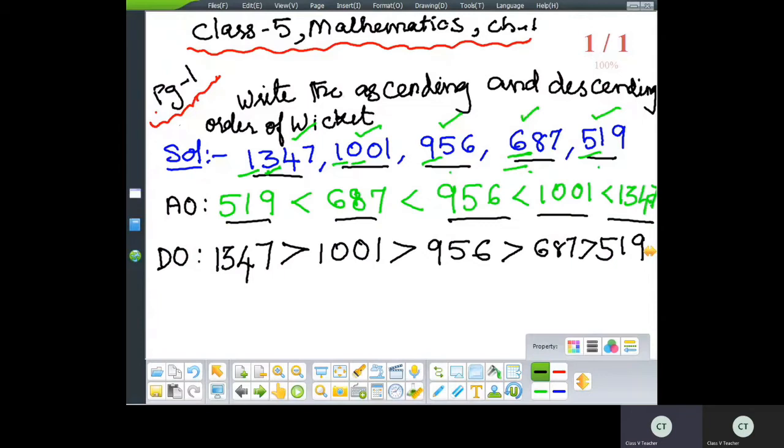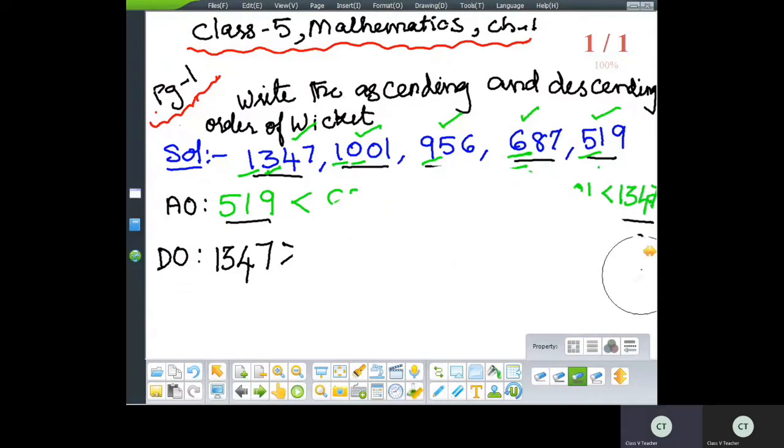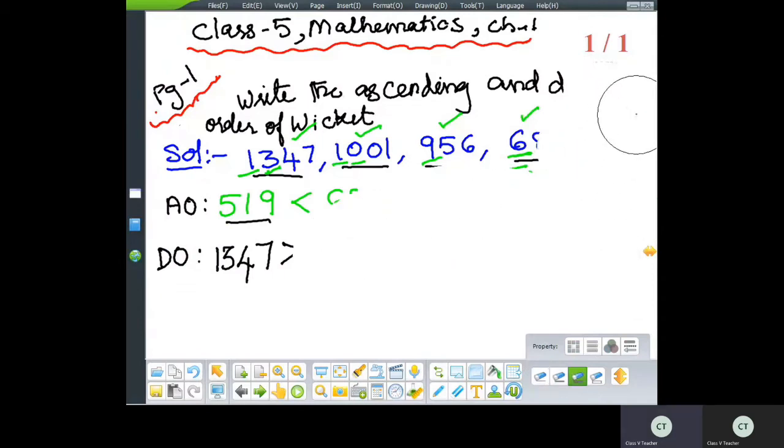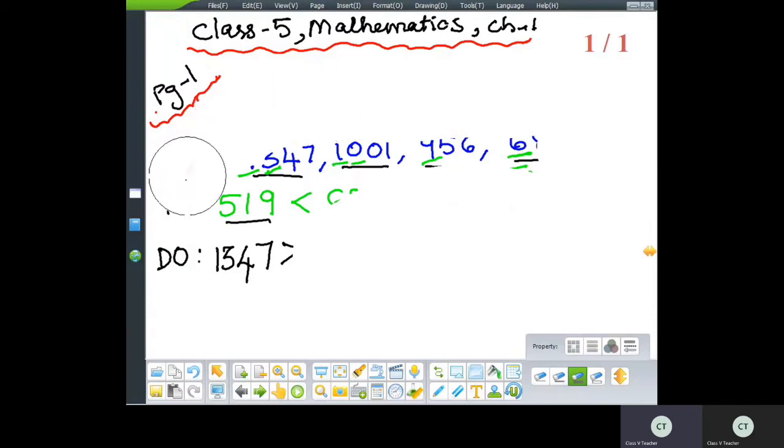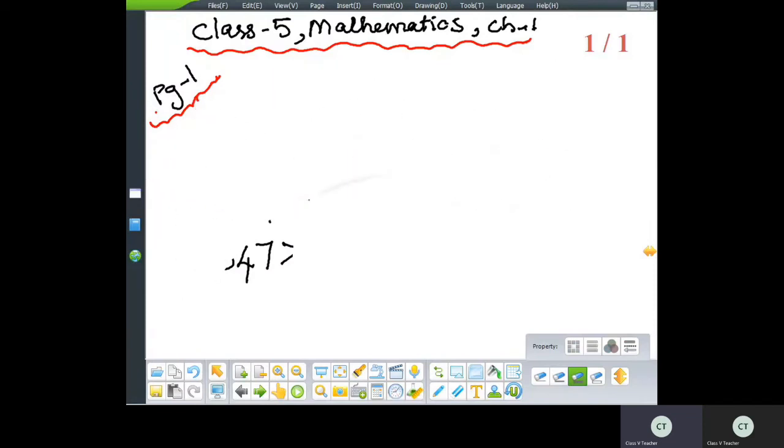Got it, children? Just you have to write the ascending and descending order of the wickets. Then what is the next question? What is the name of the bowler who took 687 wickets? Yes, from the question itself, you can identify and say that. What is the name of the bowler? It is Kapil Dev. Yes or no? It is Kapil Dev who took 687 wickets. So now let us move on to the next question.